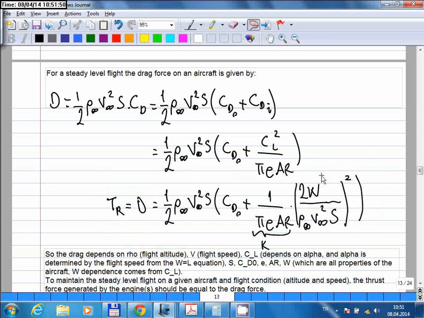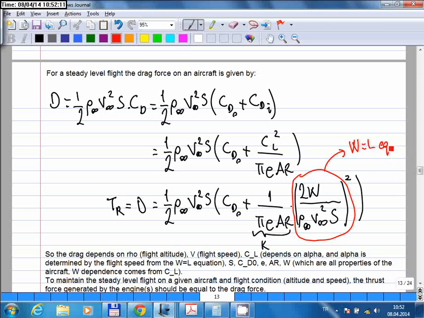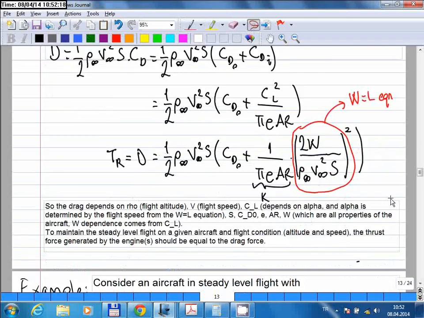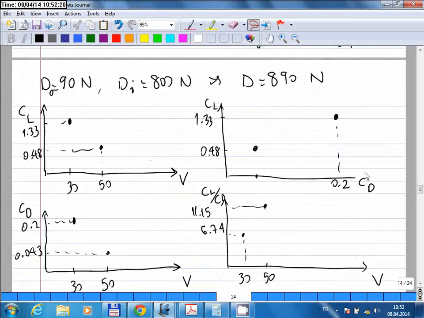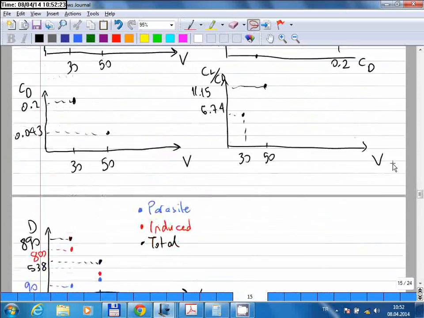If you look at the term here, this comes from the other equation. So let me just mark that as well. It comes from the weight is equal to lift equation. So you combine two equations into a single equation. And then for this single equation, I showed you some plots and an example.